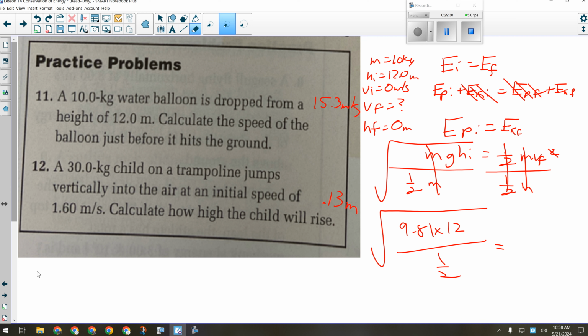Okay, number 12 is slightly different, and just for context, this trampoline is at ground level. It's one of those ones where they dig a hole under the trampoline, and the trampoline is level with the ground. What does that mean for your height? Yeah, your initial height is 0 on this one. All right, I'll give you a couple more minutes on that one.